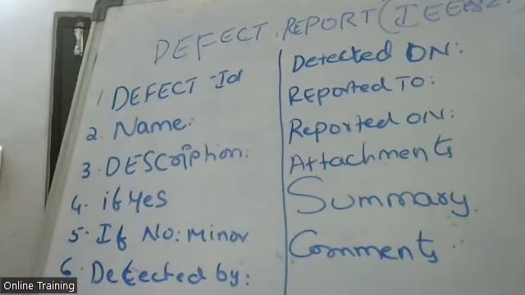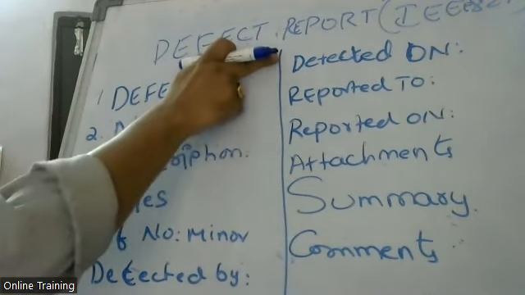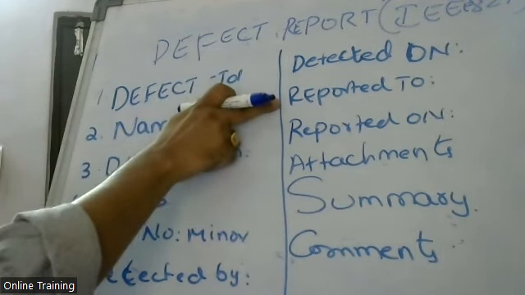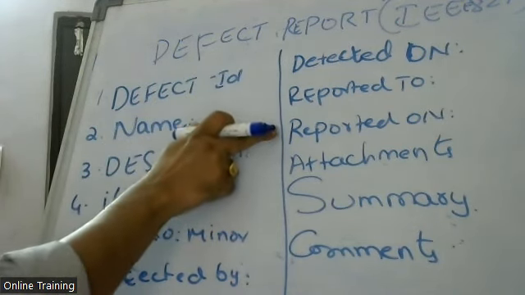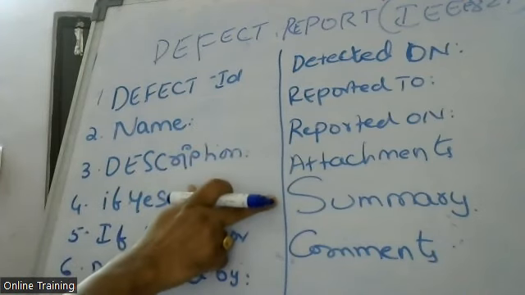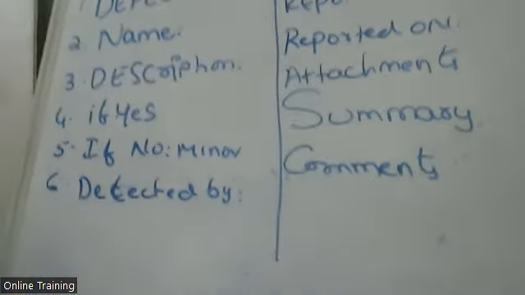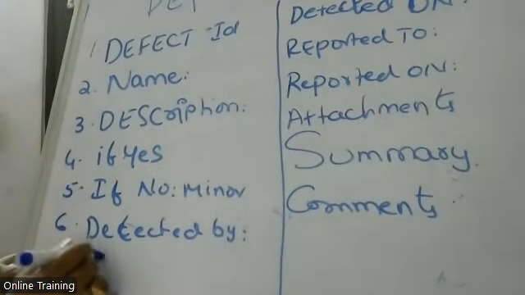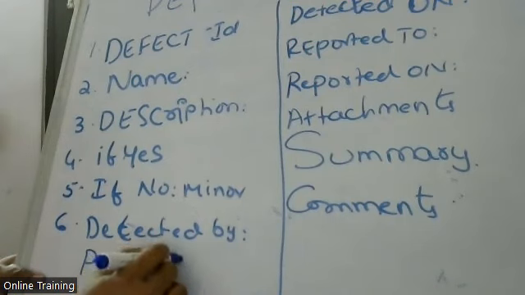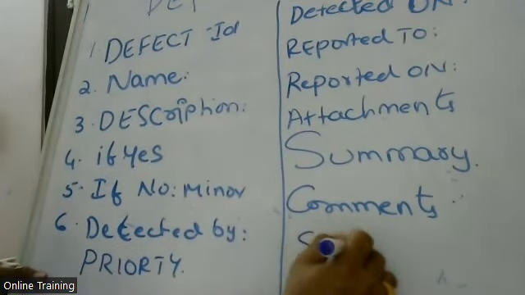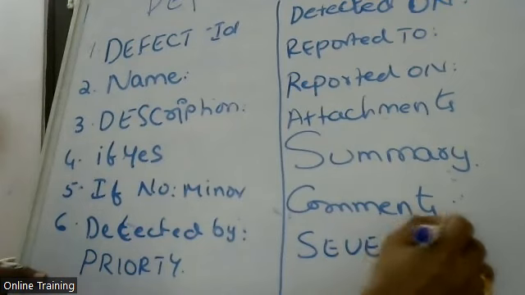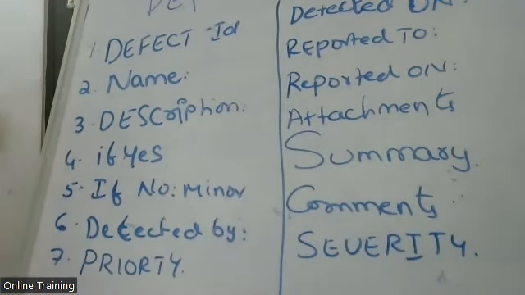All these come under the defect report: defect ID, name of the defect, description, detected by, detected on, reported to, reported on, attachments, summary, comments. And two more elements, the most important ones, are priority and severity. These are the most important things that come under reporting.